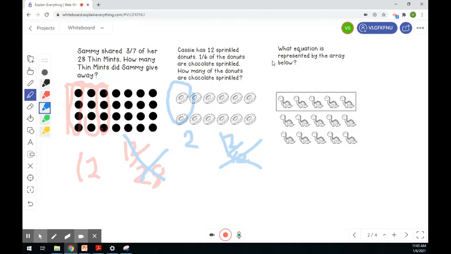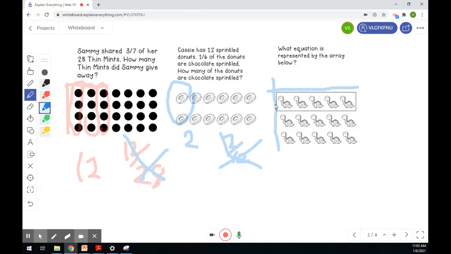So here, now you're going to look at it the opposite way. Let's say I have a pictorial model and they're asking me to find the equation or the expression that represents that array. So in this situation, I'm going to first count how many objects I have, or dinosaurs. So for example, I'm going to use my array to figure out the number of objects.